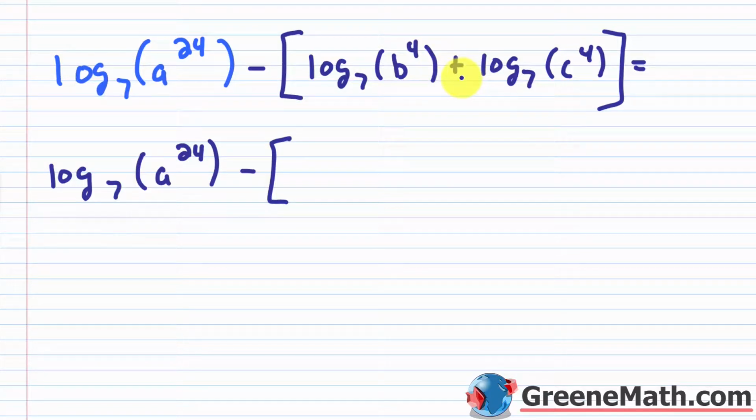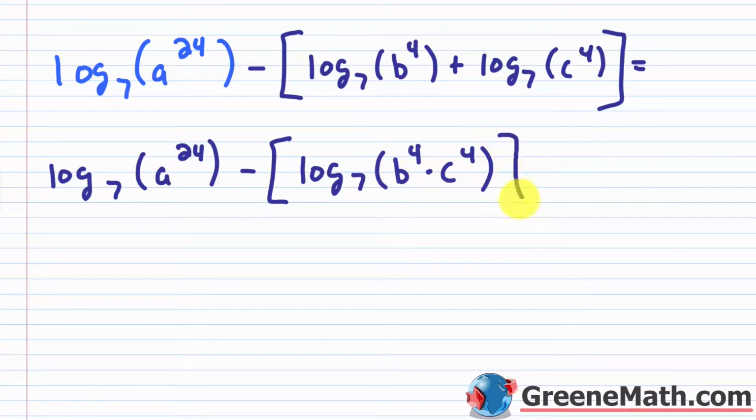I'm going to condense it down and say I have log base 7 of b to the 4th power and c to the 4th power that are now going to be multiplied together. So I'm going to put b to the 4th power times c to the 4th power, like that. Okay. And now I have my quotient property I can use because, again, I have this minus here. So I have the same log base 7 and log base 7. So that is what I'm going to write first.